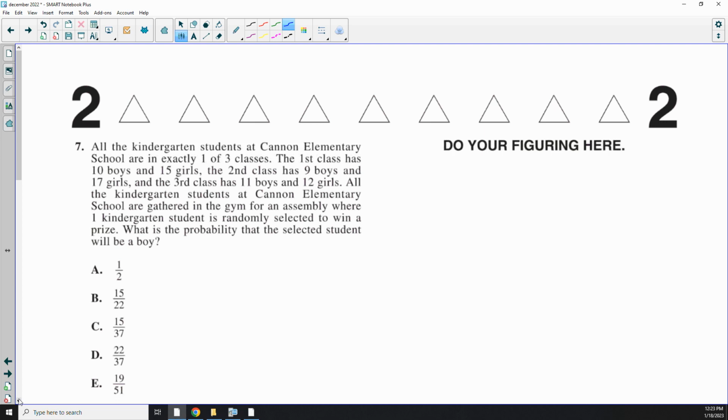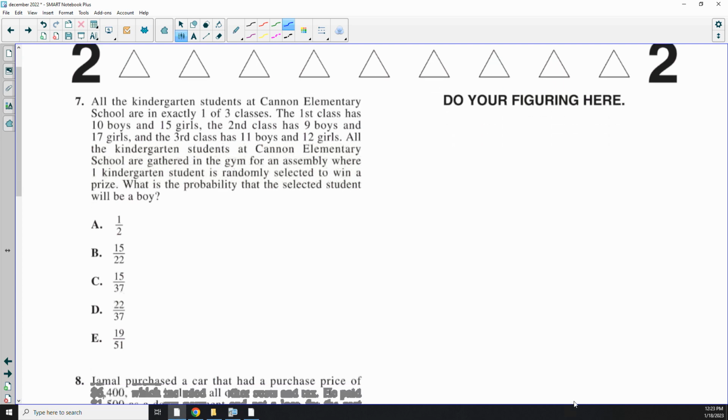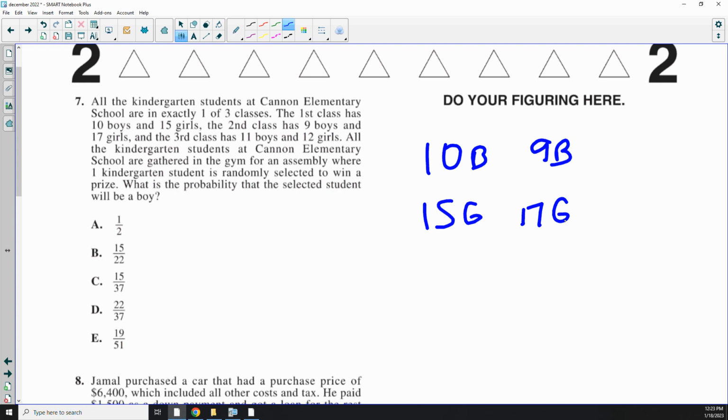This one is a tad weird. It says there are 3 kindergarten classes. One class has 10 boys and 15 girls. The second has 9 boys and 17 girls. And the third class has 11 boys and 12 girls. All of them are gathered together, huh? So that sounds like the denominator, everybody in the house. So that would be 25, 23, and 26. That sounds like 25 plus 26 is 51, plus 23 is 74, huh?